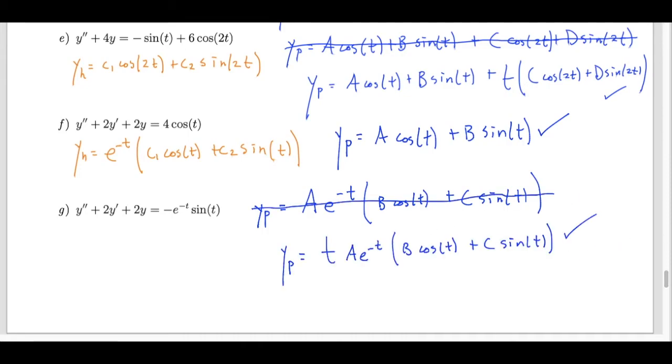Let's finish things off by doing one last example, a full example where we find the general solution and then also incorporate initial conditions. Let's take a look.